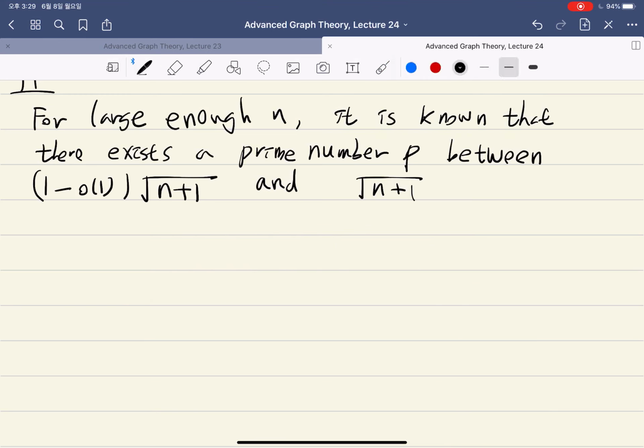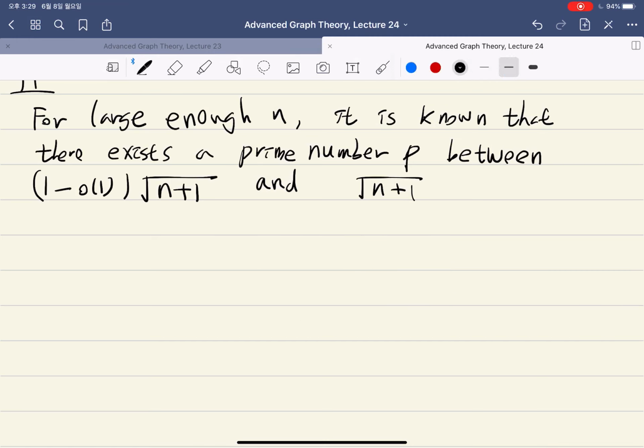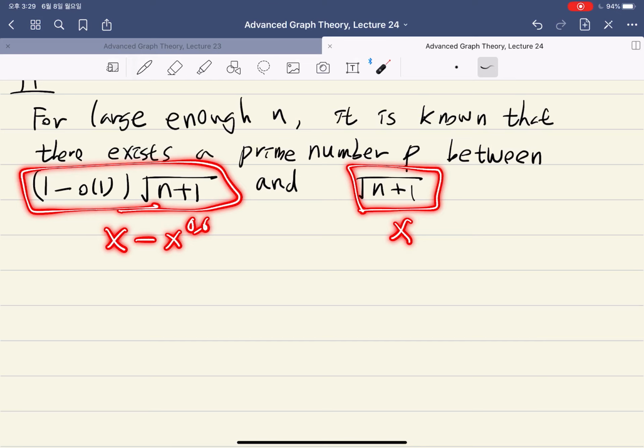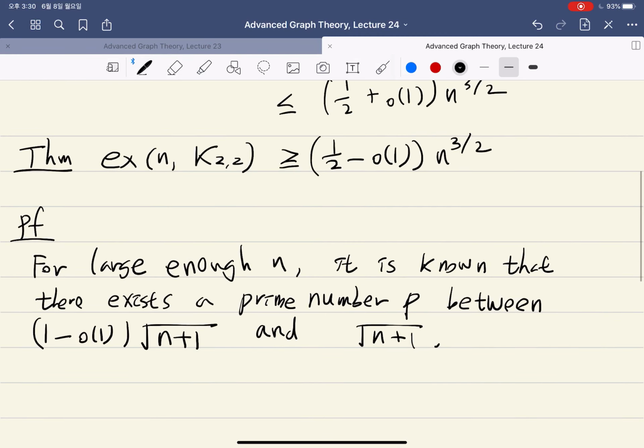A simpler form of this result is Bertrand's postulate, which says that between x and 2x, for any natural number x at least 2, you can always find a prime number. That's one of the things that's well known. And it's even improved now that between x and (1 minus o(1))x, you can find a prime number. So if you let this x, and here we can just put some constant times x minus constant times x to the 0.6, which is (1 minus o(1)) times x, we can find a prime between these two numbers if n is large.